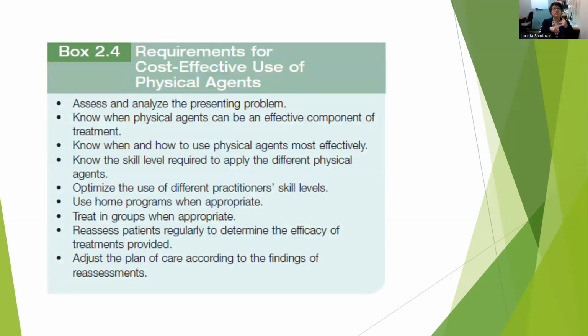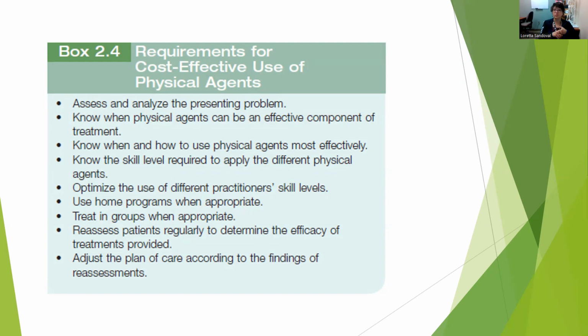So in order to be cost-effective in the use of physical agents, we want to assess and analyze the presenting problem. We want to know when physical agents can be an effective component of treatment, know when and how to use the physical agents most effectively, know the skill level required to apply the different physical agents. Is this something that you need someone who's certified to do it, like mechanical debridement, or is it something that anybody can do? We want to optimize the use of different practitioner skill levels, and we want to use home programs when appropriate. So what can the patient do at home?